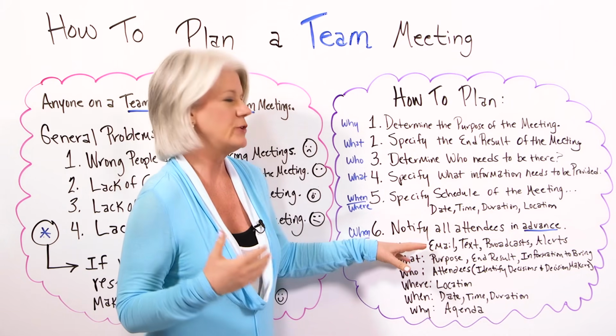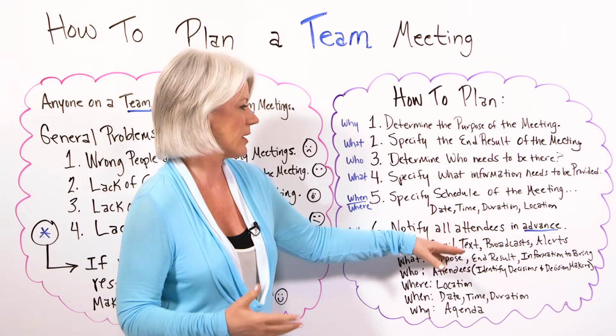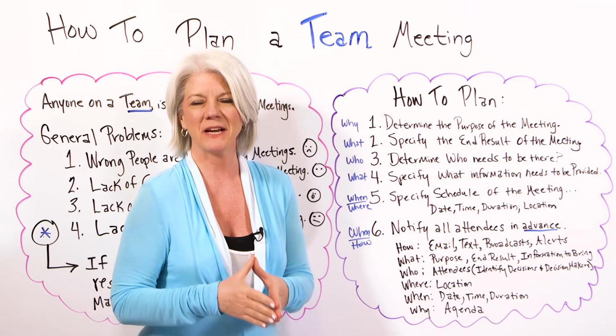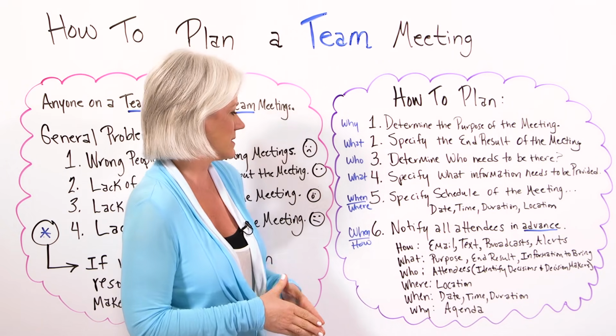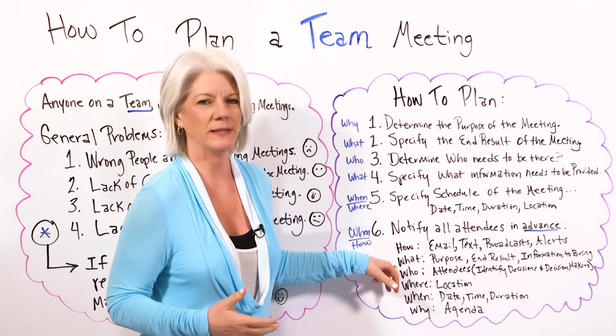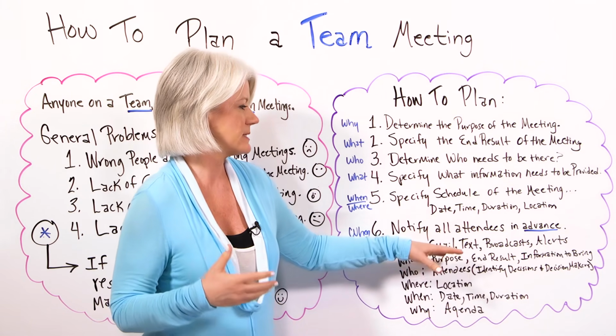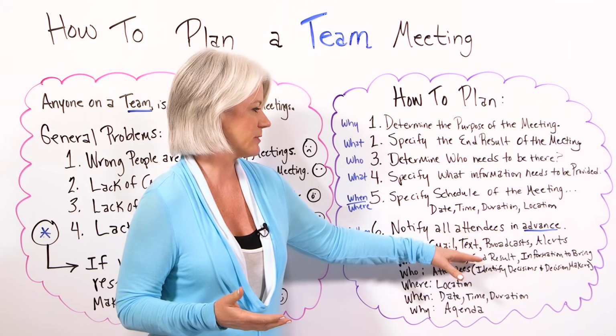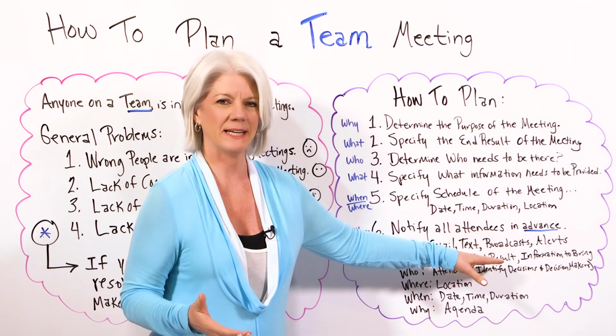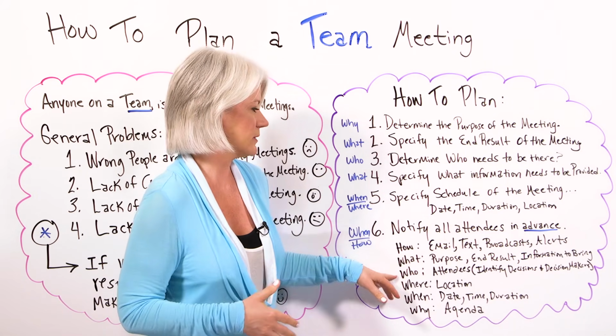So how? You can send an email, a text, a broadcast, or alert, whatever the standard communication for your team is. Also include the what. Include the purpose, the end results you're expecting to get from the meeting, and the information that they need to bring.